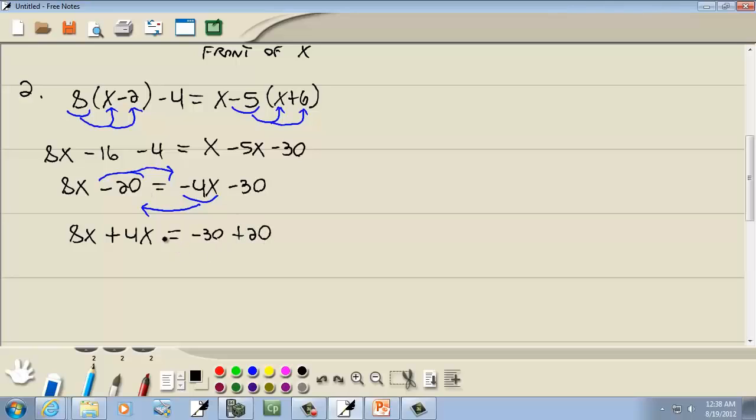At any step, combine together like terms. 8x plus 4x gives us 12x. And combine together numbers. Negative 30 plus 20 gives us negative 10.